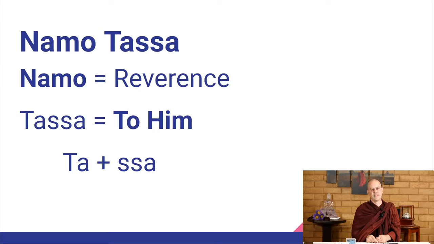So tassa is a pronoun, it means him, and when we add SSA to it, then it becomes to him. It becomes a complete word, added to the base or the stem, and it means to him. It's the dative case. And so Namo Tassa means reverence to him, or I give my reverence to him. It's implied that it's you. It's your reverence.